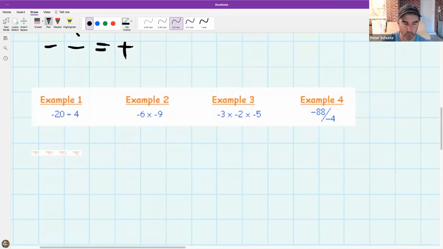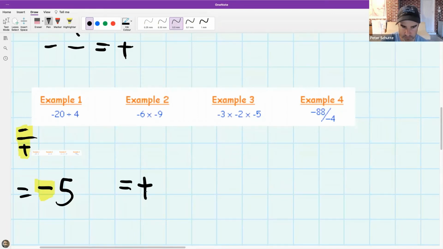Minus 20 divided by 4 is a negative divided by a positive, and so I know my final answer will be negative. What is 20 divided by 4? It's just going to be 5. And so example 1's answer is negative 5. Notice though how I used the negative divided by a positive to help me get this negative part. Okay, what about the second example? Well, this one, we've got a negative times a negative, and because of that we end up with a positive. So the negative times the negative is a positive, and so 6 times 9 would be positive 54.